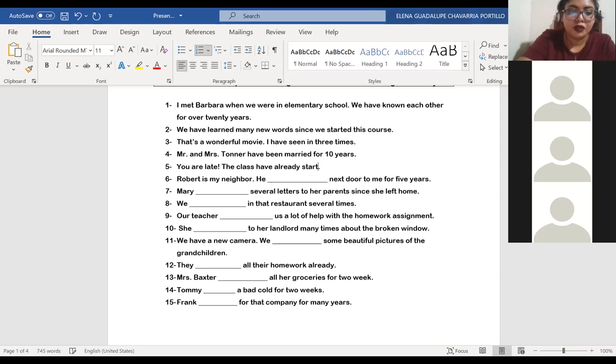Start. Exacto. Good. Robert is my neighbor. He. Si él es el vecino. He has lived. Next, Mary. ¿Qué ha hecho Mary? ¿Por qué le manda cartas? ¿Qué se necesita para las cartas? Has written. Exacto. We, in that restaurant several times. ¿Qué hemos hecho en el restaurante? We have eaten. Good. Ya me comí yo una letra.